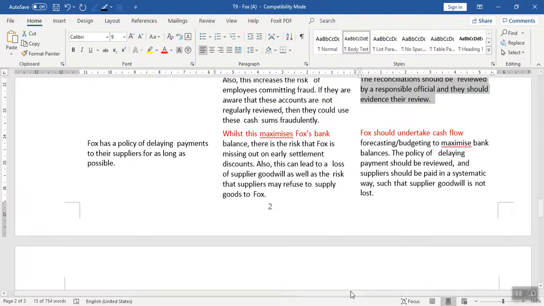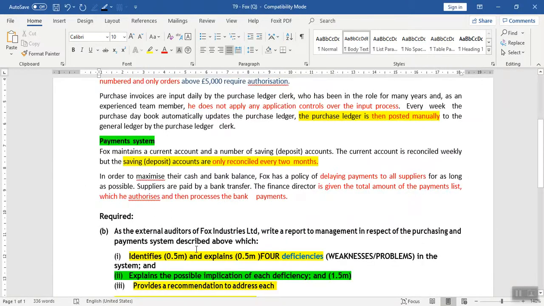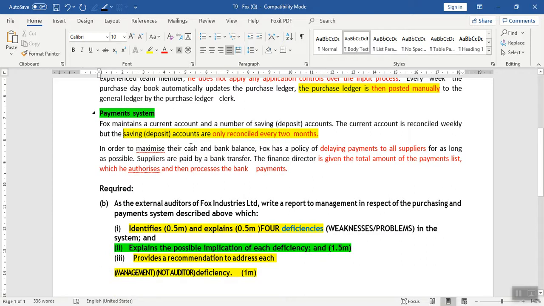Let's go to the next point. In order to maximize their cash and bank balance, Fox has a policy of delaying payment to all suppliers. Oh, I don't think it's good. When you delay the payment, do you think the supplier is happy? I don't think so.